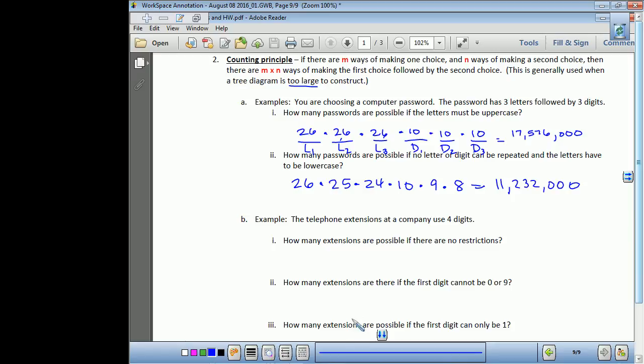So what we have determined using the counting principle is what our total sample space looks like. We're going to use this when we do probability, because probability is always the favorable over the total, and the counting principle gives us the total. Okay, you try with the people around you to see if you can figure out part B, 1, 2, and 3.